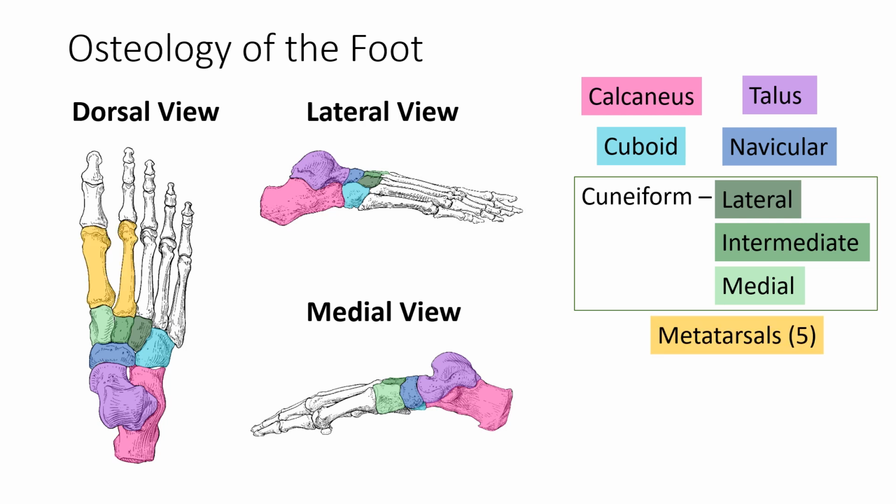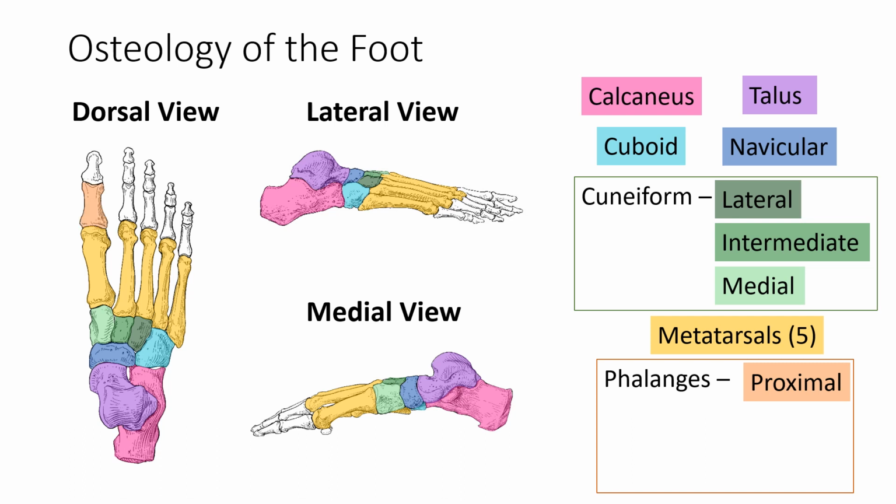We also have five metatarsals, followed by our phalanges. We have our proximal phalanges, our middle phalanges, and then our distal phalanges. I also just wanted to note that for our big toe, we do not have that middle phalanx. It's just our proximal and our distal.